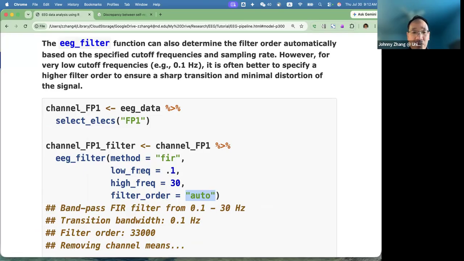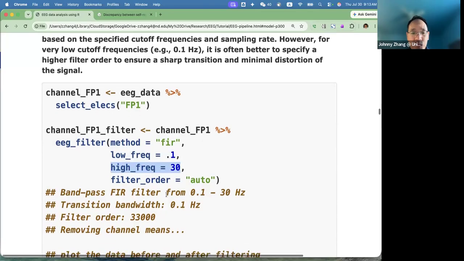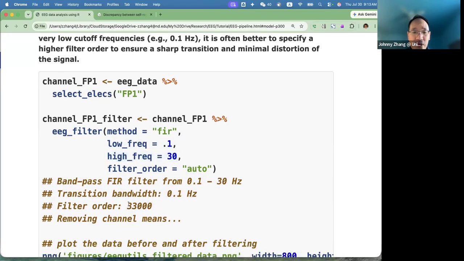In my filtering, I set the low frequency to be 0.1 and the high frequency to be 30. So I only keep the signal between 0.1 and 30 hertz. If I run this, notice the calculated filter order is about 33,000. So it's similar to what we calculated.